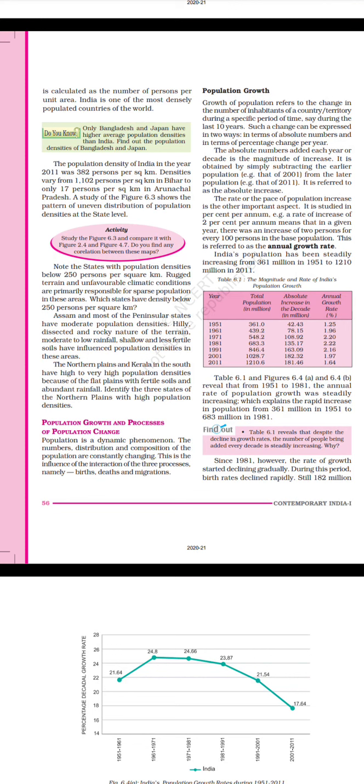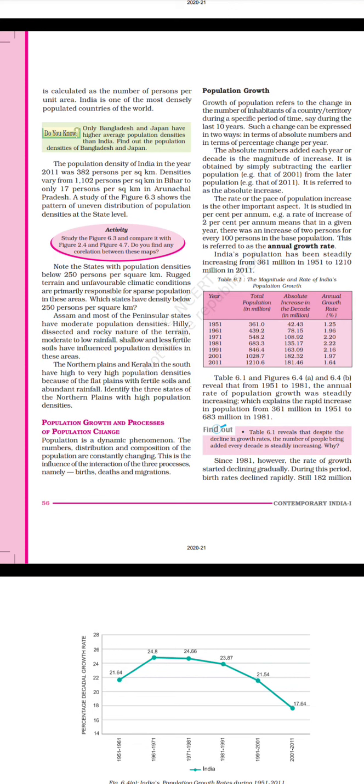Note the states with population densities below 250 per square kilometer. Rugged terrain and unfavorable climatic conditions are primarily responsible for sparse population in these areas. Which states have density below 250 per square kilometer? Assam and most of the peninsular states have moderate population densities.